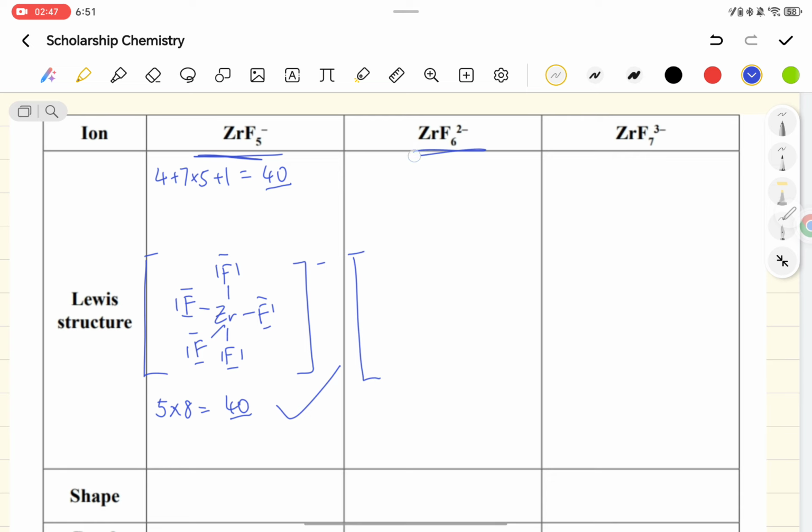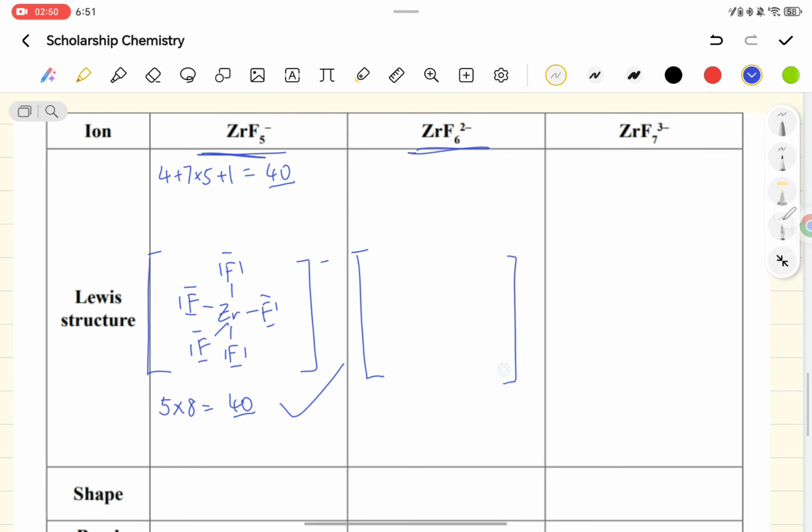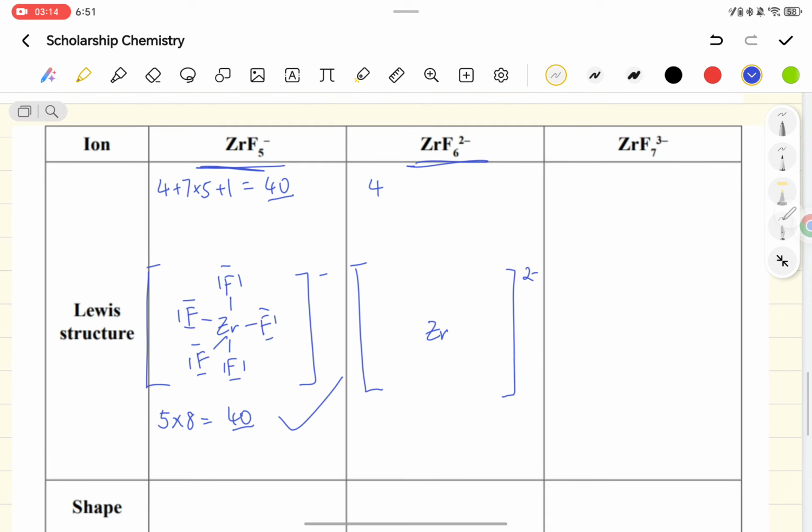Again, it's an ion, so we put square brackets with the charge, and this time it's 2-. We know the central atom is Zr. It's good to determine that first, and then let's count the number of valence electrons we should be getting in this ion. So again, 4 from Zr because Zr is in group 4. F is in group 17, so we do 7 times 6 plus 2 because of the 2- charge. This gives us 48.